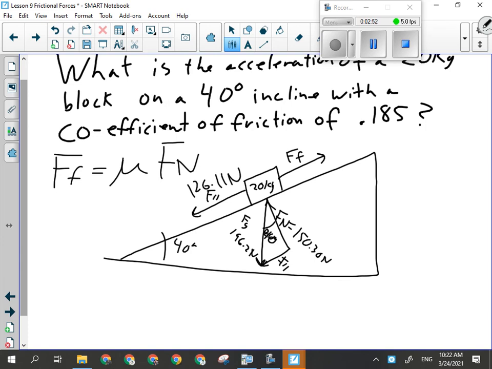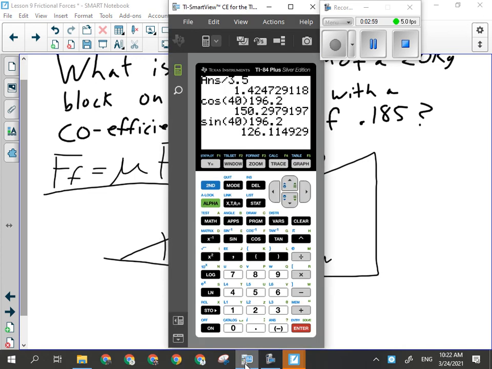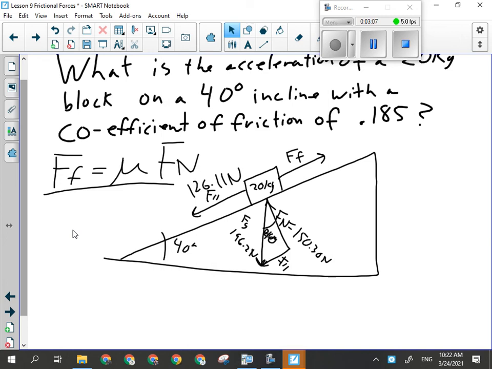Now that I have normal force, now I can use this formula to get the force of friction that's going up the ramp. So we'll have our normal force times 0.185. There's our force of friction, 27.8. And now we can get our net force by going sum of all forces, so our 126.11 minus our 27.8.